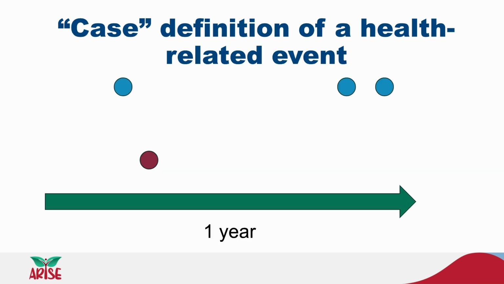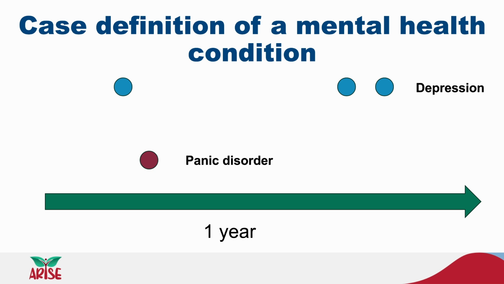Here we have the incidence of two different health-related events, one represented by the blue circles and one represented by a red circle. But we are measuring the incidence of these events over the same time period. How is it possible that we can have three blue circles? Pause the video and think about what these circles could represent. The key question here is, how were the cases defined? In this example, for the incidence of depression, we defined a case or health-related event as an episode of depression, where a person met criteria for major depression.